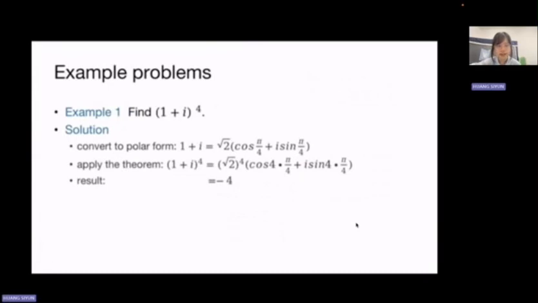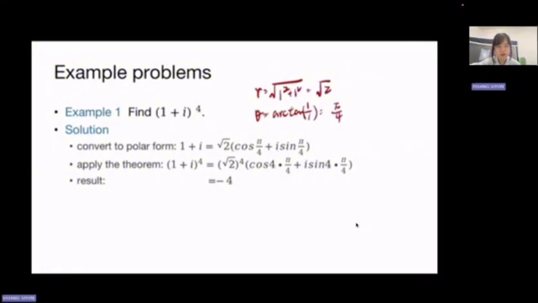Let's first take a look at example 1. We first need to convert it into the polar form. And we know that r is equal to the square root of 1 squared plus 1 squared, which is the square root of 2. And theta, the argument of the complex number, is pi over 4. Now we can write 1 plus i as the square root of 2 times cosine pi over 4 plus i sine pi over 4. And next, we apply the theorem.